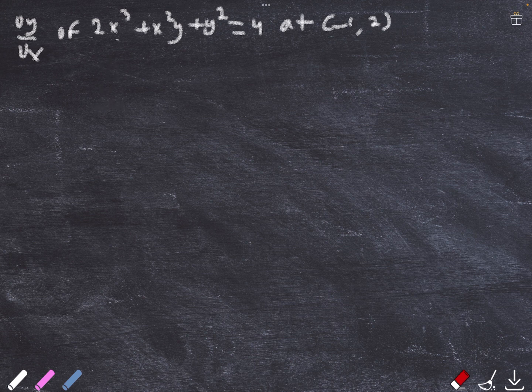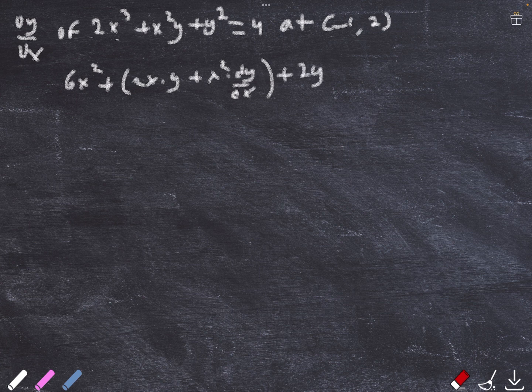So now we're going to solve for dy/dx of 2x cubed plus x squared times y plus y squared is equal to 4 at the point (-1, 2). The first step is to get the derivative of all of this, which is relatively simple. So it's going to be 6x squared plus product rule right here: 2x times y plus x squared times dy/dx, plus 2y dy/dx is equal to 0, right?